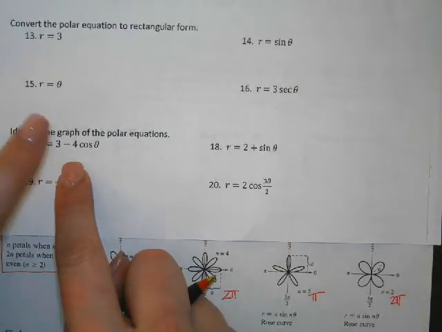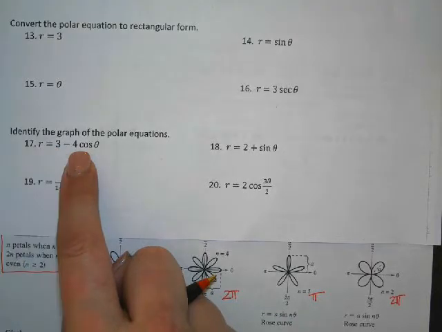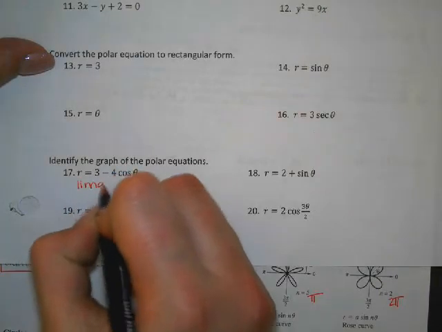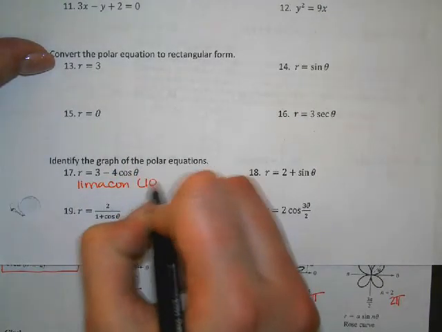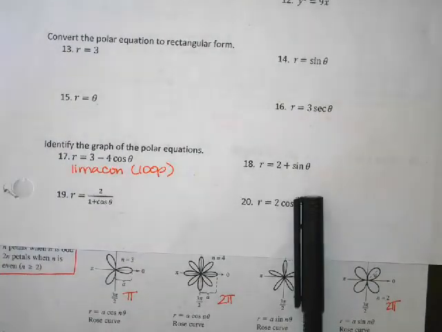All right, so go ahead and look at the front of the worksheet down at this part. So for the first one, we have A is smaller than B. So what does that tell us? It's going to be a limacon with a loop. And we're going to go ahead and graph this on our calculator just so you can see. So go ahead and grab a calculator if you don't have one already.